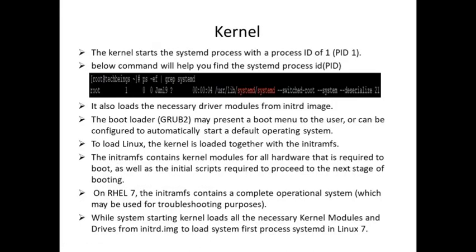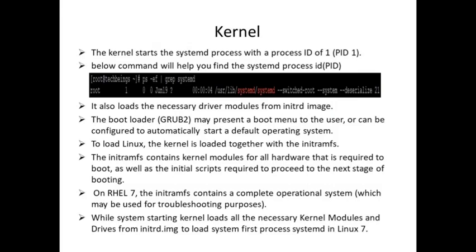Now coming to the kernel stage, the kernel starts the systemd process with the process ID 1. You have to note this: the first process that starts when a boot process takes place is systemd, and by default the PID of that first process is 1. The command ps -ef | grep systemd will help you find the systemd process ID. It also loads the necessary driver modules from the initrd image.